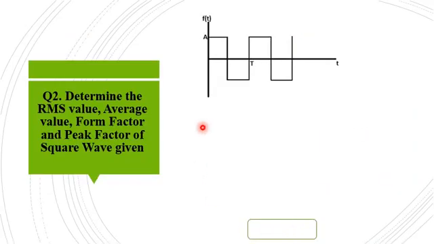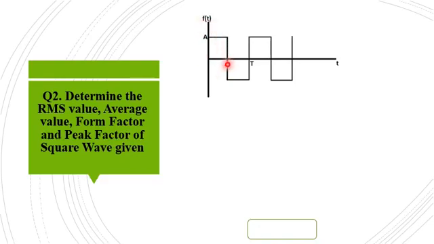Next, read the second question. Here we are having a square wave and we need to calculate the RMS value, average value, form factor and peak factor. Here also we can see that the waveform is having half symmetry, right? The positive half cycle is symmetrical to the negative half cycle.